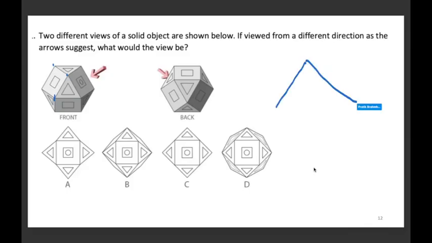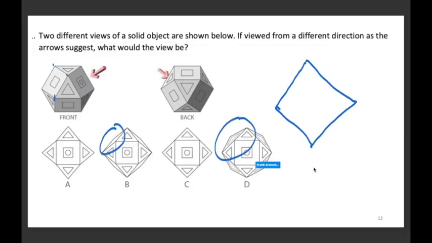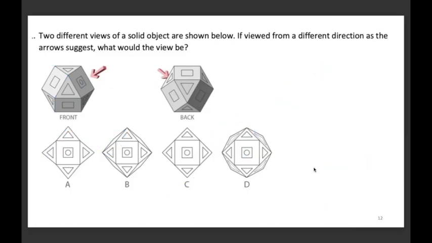So the overall form won't look like a 3D like we see in B or D or even A, because in A these are not in one line here. So the correct answer will be C. Okay, we'll move to the next one.